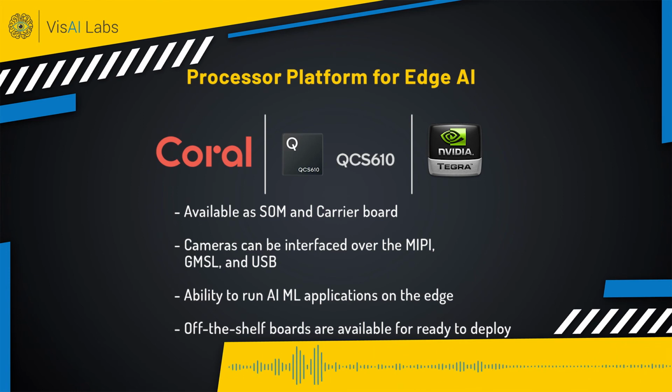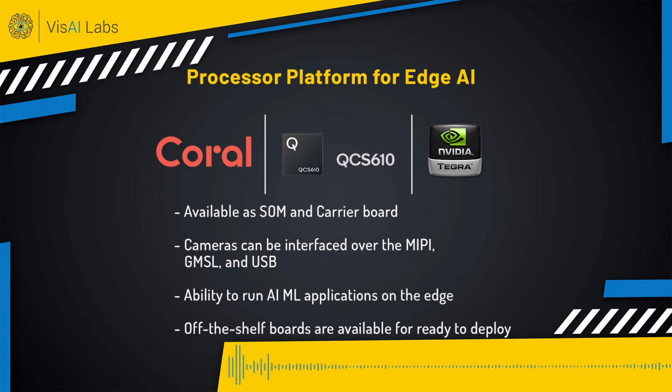As I said, Nvidia is the next one. Nvidia has a wide range of processors, right from Nano all the way up to AGX Xavier. Nano is the most cost-effective, low-end edge AI processor, and AGX is a high-end edge AI processor.